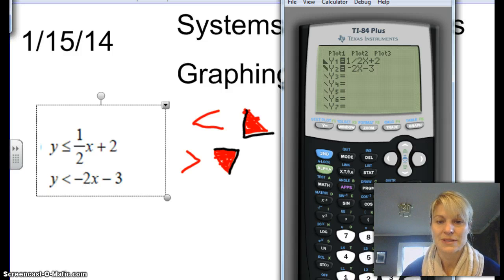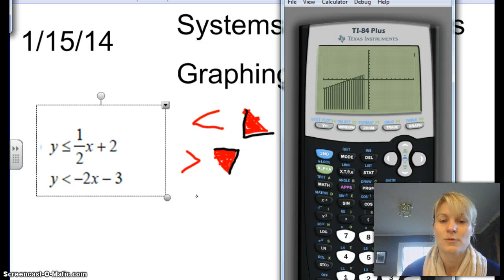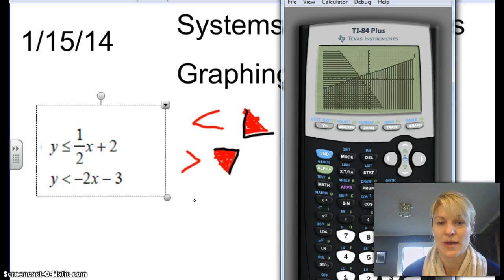Now the calculator will not distinguish between a dotted or a dashed and a solid line. You have to know which one's solid and which one's dashed. So if I look at it now and I hit graph, it will shade for me the two different lines. Okay, and so you can see here, this is your double shaded region right here. Okay, so this is where there's solutions for both equations.